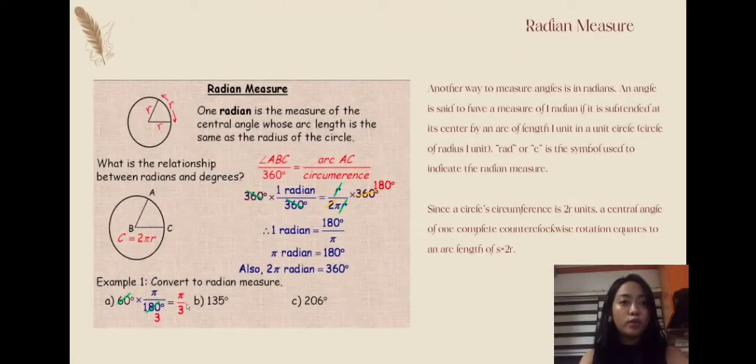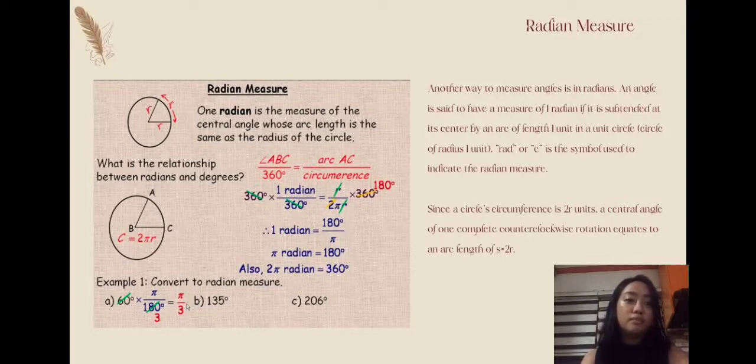In this topic, we'll take a look at the concept of radians. A radian is another way to measure an angle aside from measuring in degrees. At the top of the picture is the definition of a radian, and it says that 1 radian is a measure of the central angle whose arc length, and central angle means that the vertex of the angle is the center of the circle, is the same as the radius of the circle.